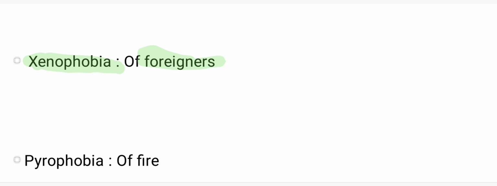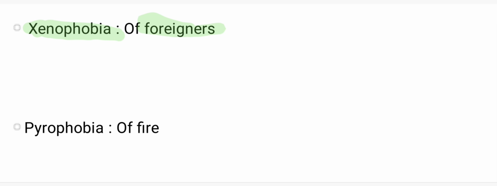Next one is pyrophobia. The term pyro is related to heat or high temperature. We may know the term pyrometer. Pyrometer is a device for measuring relatively high temperatures, such as encountered in furnaces. So pyro is related to high temperature or heat, and pyrometer is a remote sensing thermometer which is used to measure the temperature of surfaces like furnaces. So heat and high temperature can easily be related to fire. So pyrophobia is fear of fire.